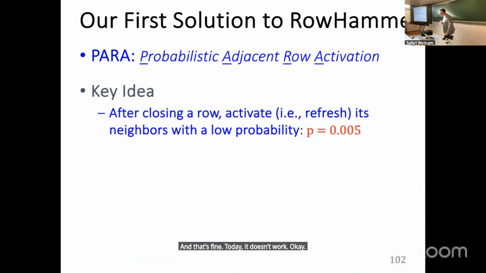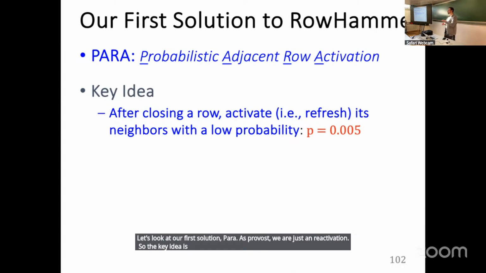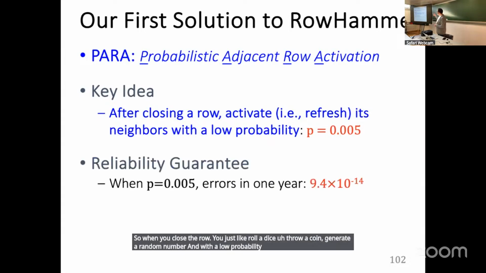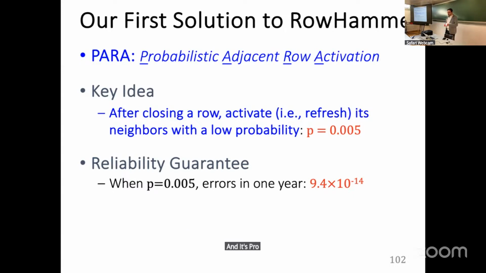Okay, let's look at our first solution, PARA. It's probabilistic adjacent row activation. So the key idea is we do not want to identify which rows are most frequently accessed, but we know that some of them are most frequently accessed, right? So when you close a row, you just roll a dice, throw a coin, generate a random number, and with a low probability, you refresh the rows next to the row that you already activated. And it provides a quite good reliability guarantee based on the vulnerability level of that time.